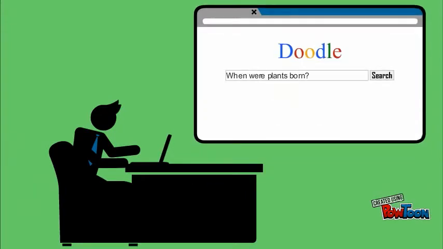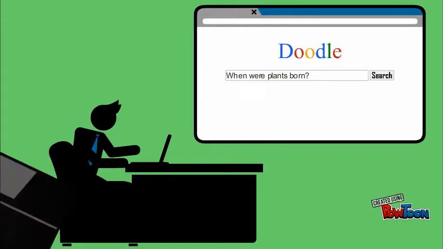Let's find out some information on plants. I like to start at the beginning. So, let's start at the beginning of plants on Earth.